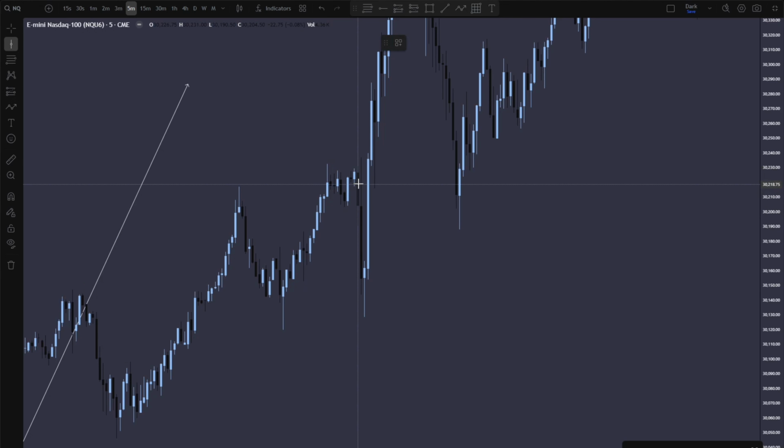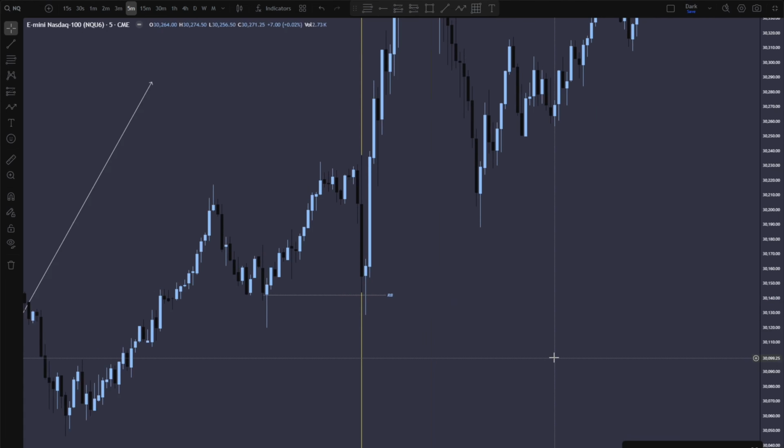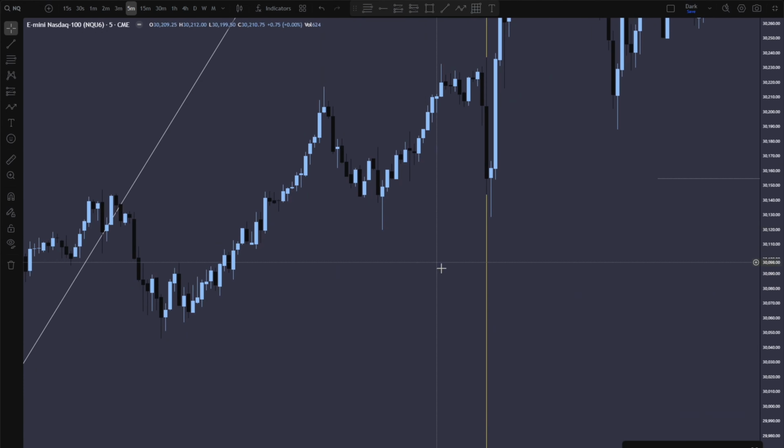All right, so this, let's say going into this day, boom, let's just mark the yellow, market open. So this yellow line is going to be market open for New York session. What do we see here though? On the 5 minute, we have a perfect rejection block here.